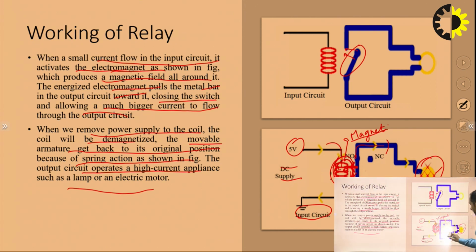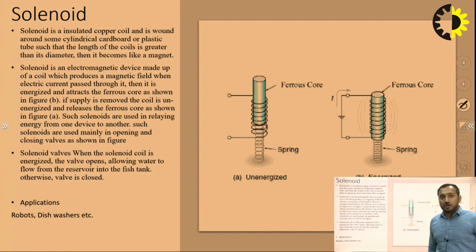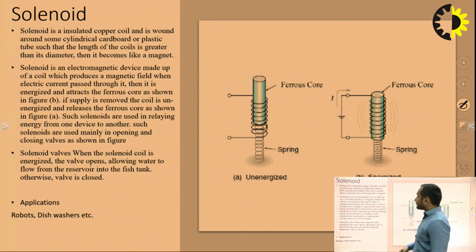So this output circuit here, in the example, is a lamp, and it is used to drive this. So this is an example of a relay. Now let us study another switch, which is a solenoid. Now many of you must have heard about solenoid. So let us see what actually a solenoid is and what a solenoid valve is. Let us study that. Okay.